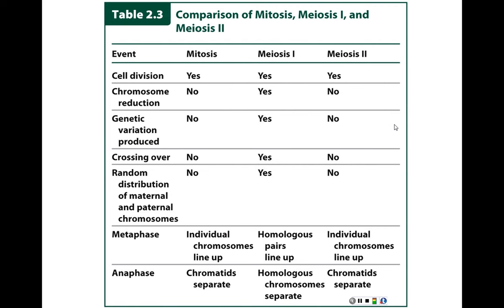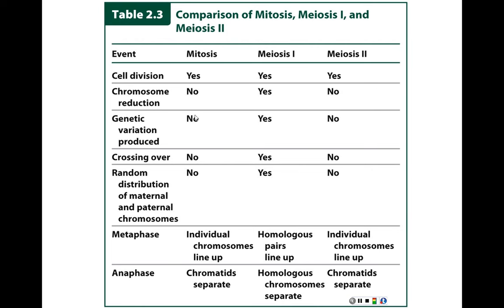This table from your textbook, Table 2.3, is a very useful comparison between the three phenomena we just discussed, mitosis, meiosis I, and meiosis II. Is there cell division in mitosis? Yes. Is there cell division in meiosis I? Yes. Is there cell division in meiosis II? Yes. Are chromosomes reduced in mitosis? No. The chromosome number is kept the same. It's not reduced in meiosis II either. That's an equal division. But there is a reductive division in meiosis I, so yes, chromosome number is reduced.